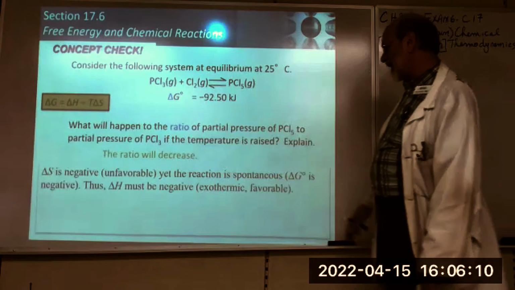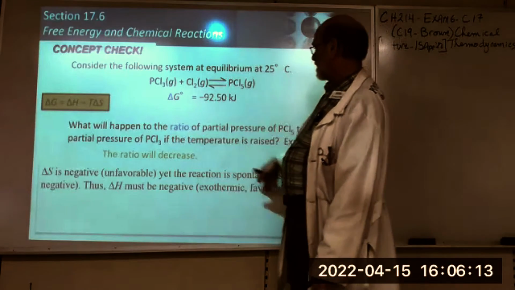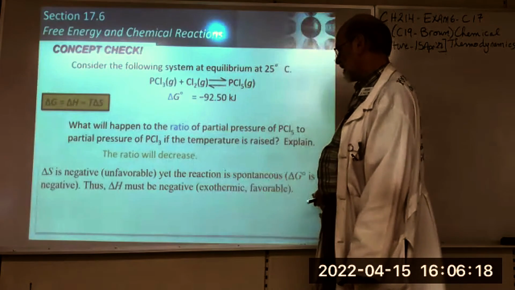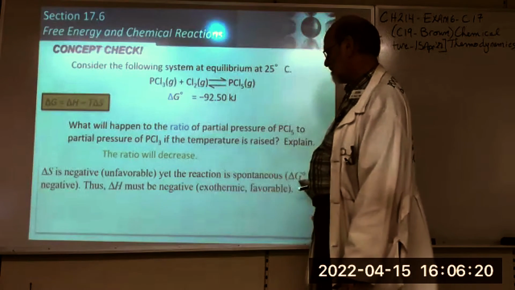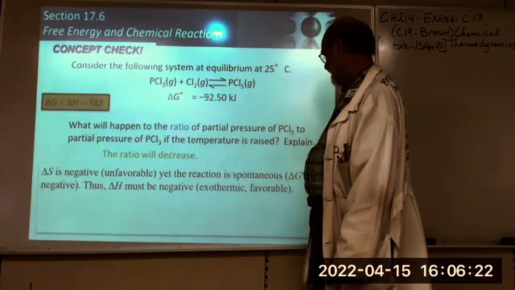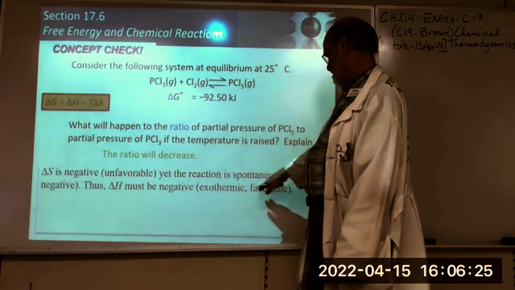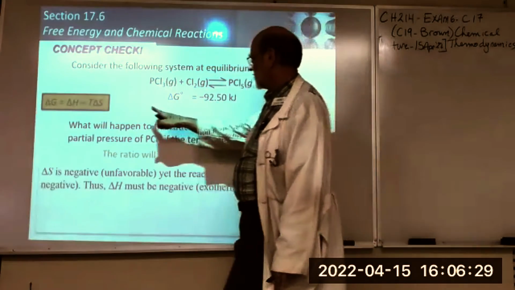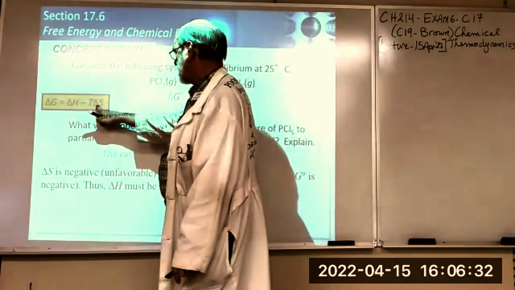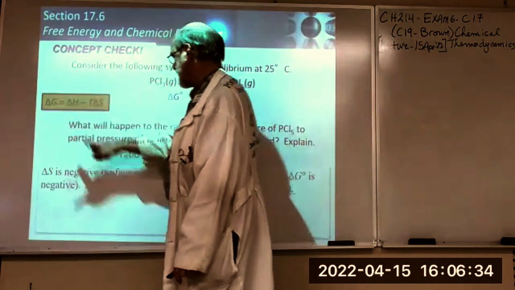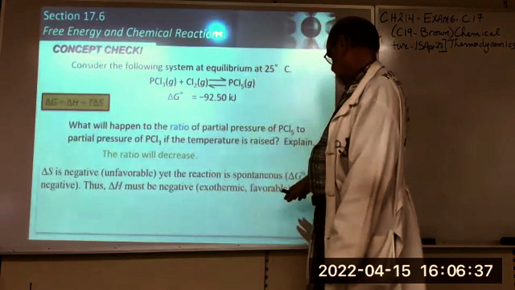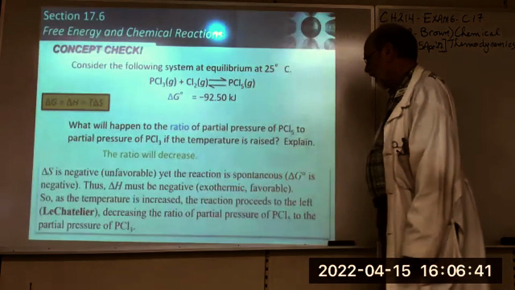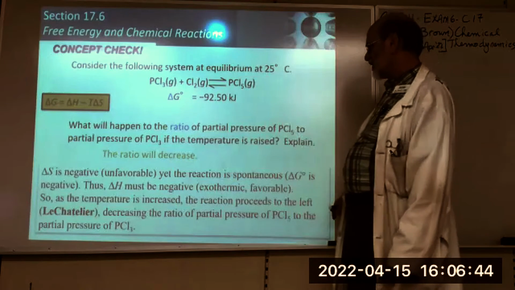Let's see, delta S is negative, unfavorable. Yes, because we're going from 2 to 1. Yet the reaction is spontaneous under standard conditions. Delta H must be negative or favorable. Right? If this is negative, then this one also has to be negative. Yes. So as the temperature is increased, the reaction proceeds to the left.